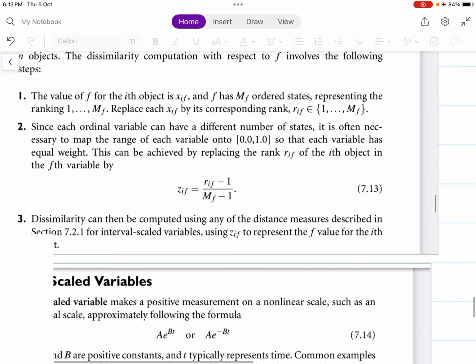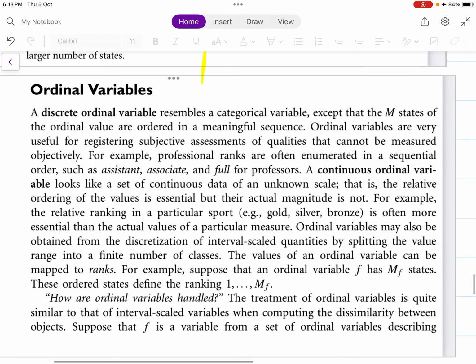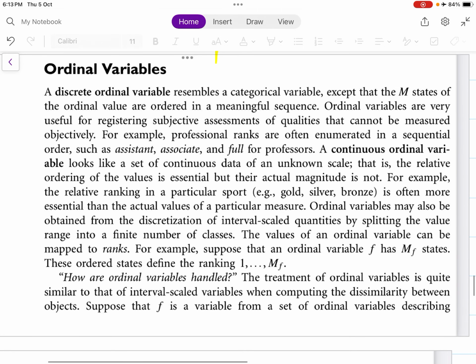Next is ordinal variables. A discrete ordinal variable resembles a categorical variable except that the m states of the ordinal value are ordered in a meaningful sequence. Ordinal variables are very useful for registering subjective assessments of qualities that cannot be measured objectively. For example, professional ranks are often enumerated in a sequential order such as assistant, associate and full for professors.